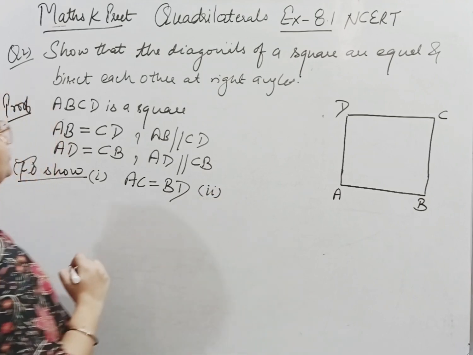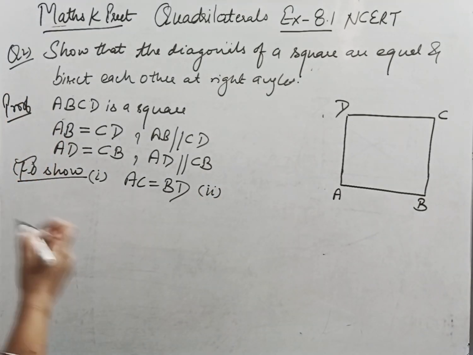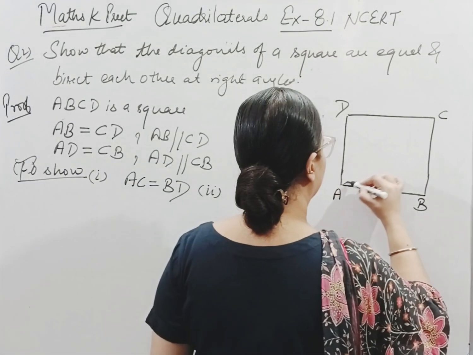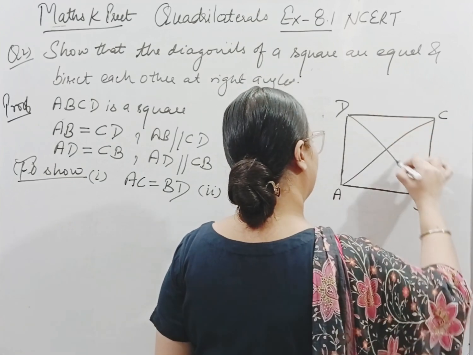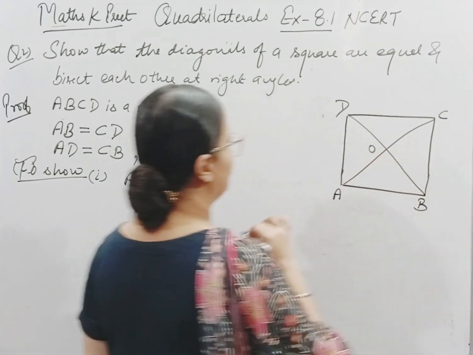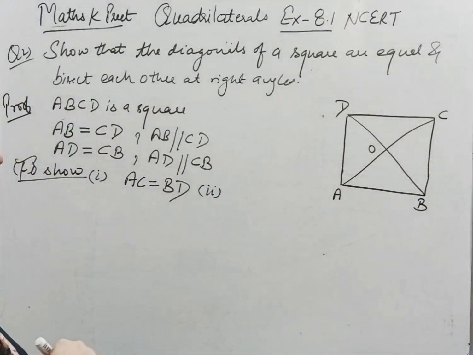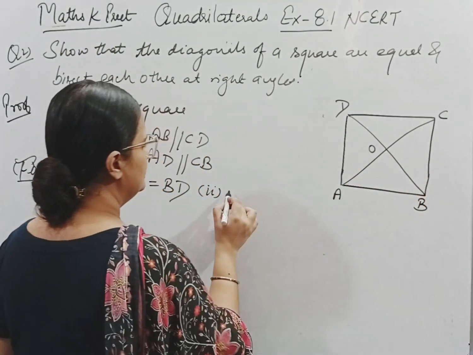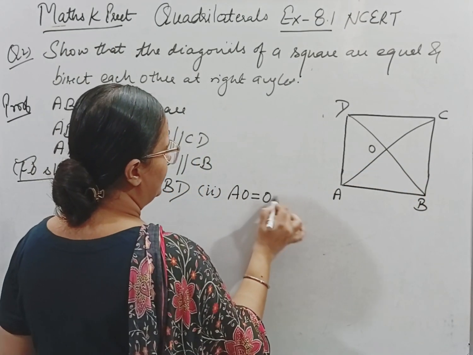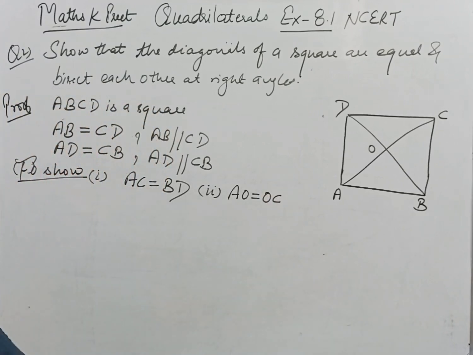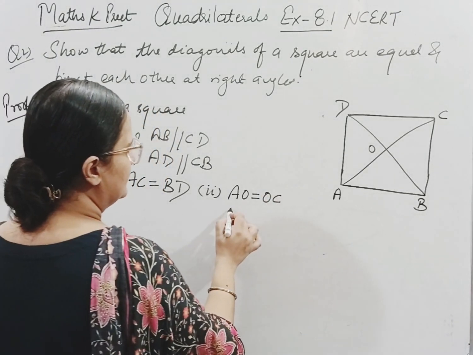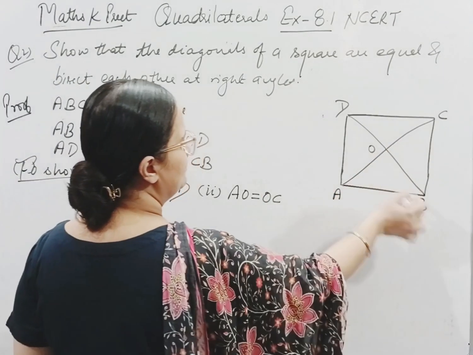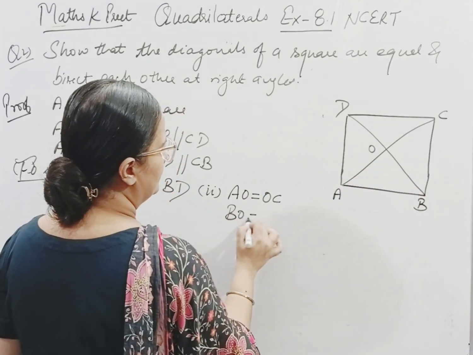Second thing that I have to show is that they are bisecting. So if I am drawing these diagonals like this, and if they are intersecting at O, I have to show that these are bisecting. Bisecting means that this portion AO will be equal to CO, meaning they are intersecting at the midpoint. Okay, and what else? AO is equal to CO, BO is equal to DO.